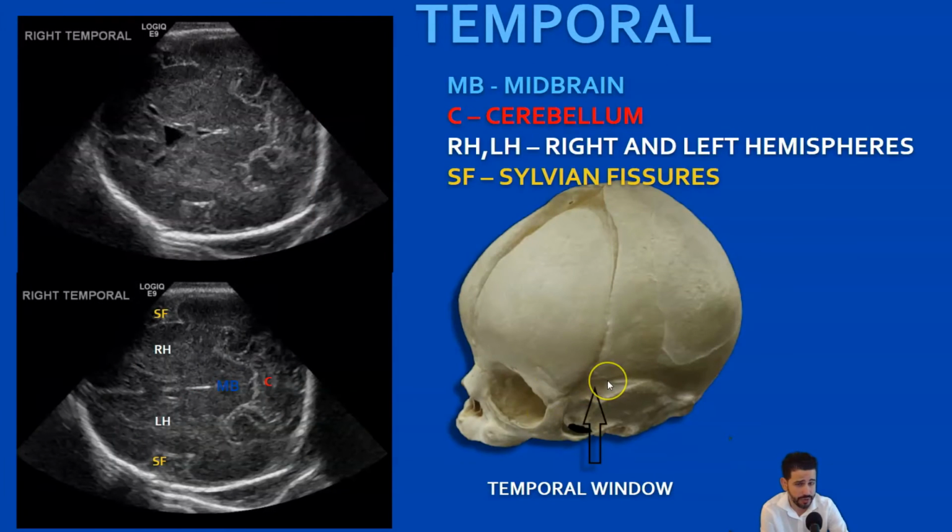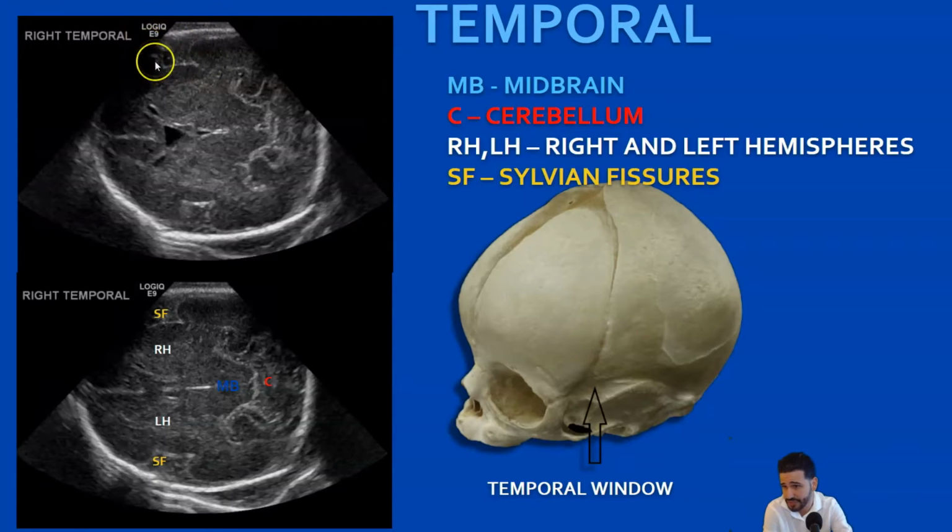Then you have the temporal window, which is going to give you a biparietal diameter type view, like the one you would get in a fetus. Obviously, whatever you're approaching from is the side that's closest to the face of the transducer. So this is the baby's left side. So this would be the left side of the head. But obviously on this exam, this is right temporal. So I usually approach from the right temporal unless the baby has some dressings or something like that.